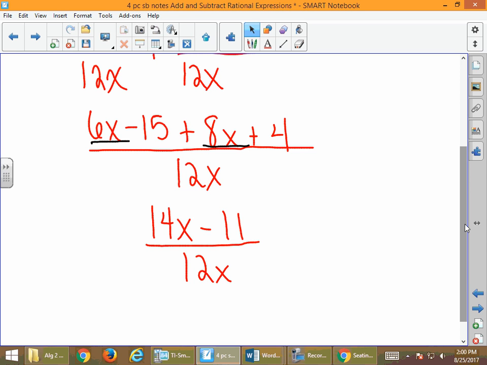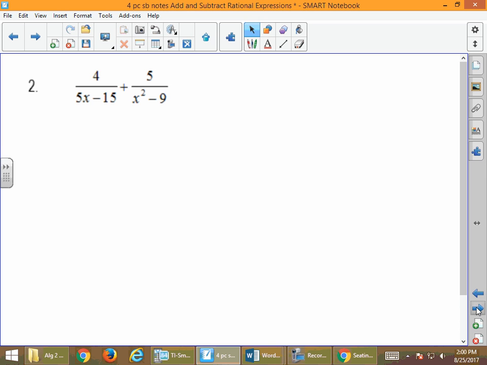Let's try another one. The thing is, too, at the beginning I said factoring is your friend, just like it was yesterday and the day before. In order to find our least common denominator, if we factor our denominators first, we're going to be able to find our least common denominator easier. Now, yes, you can multiply 5x minus 15 times x squared minus 9, but in the end, you're going to have to simplify, and probably simplify a lot.